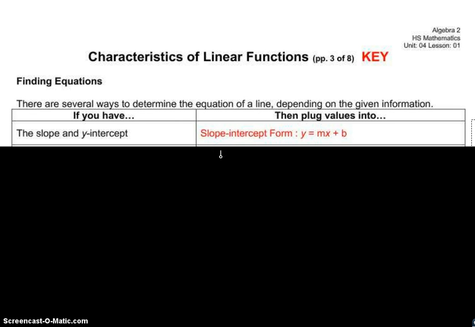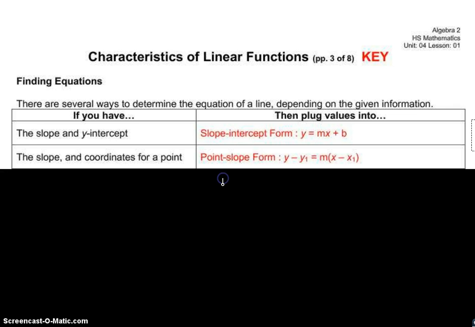If I am given the slope and the y-intercept, here I'll use the slope-intercept form, which most of you are familiar with, y equals mx plus b, and I can just write an equation from that. But what if I'm given the slope and a coordinate for a point? This is where I would use point-slope formula: y minus y1 equals m times x minus x1.